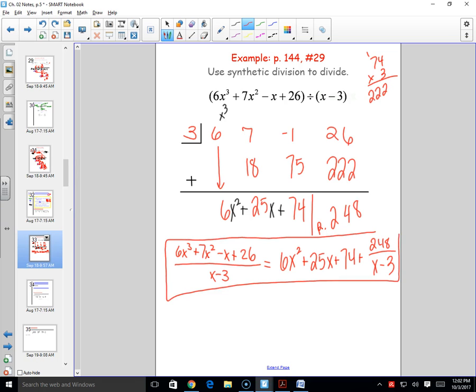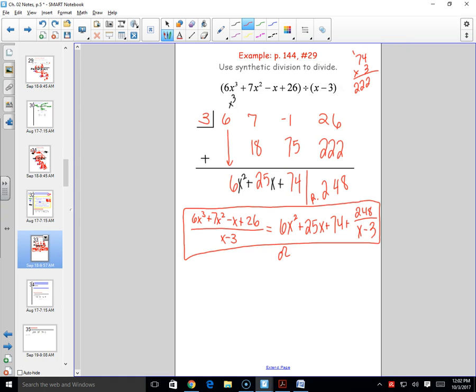But today we're going to see it's also going to be helpful to think about this another way, which is really just rewriting the statement. From this division, we can also say 6x cubed plus 7x squared minus x plus 26 is equal to x minus 3 times 6x squared plus 25x plus 74, plus 248 over x minus 3.